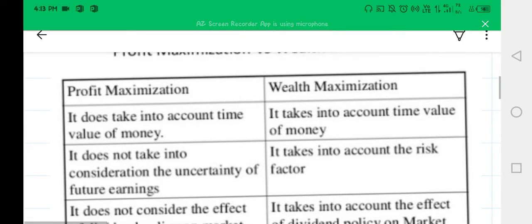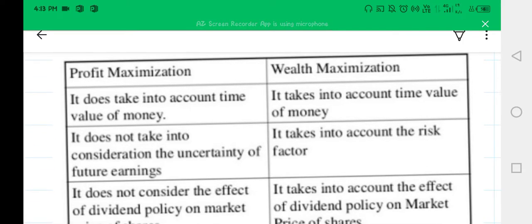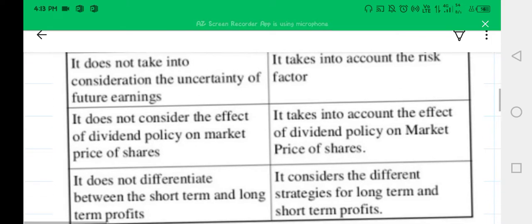Okay, so profit maximization does not take into account the time value of money. Time value of money is not considered in the case of profit maximization, whereas in the case of wealth maximization, time value of money is considered. Second, it does not take into consideration the uncertainty of future earnings, meaning risk is not considered. Wealth maximization takes into account the risk factor.